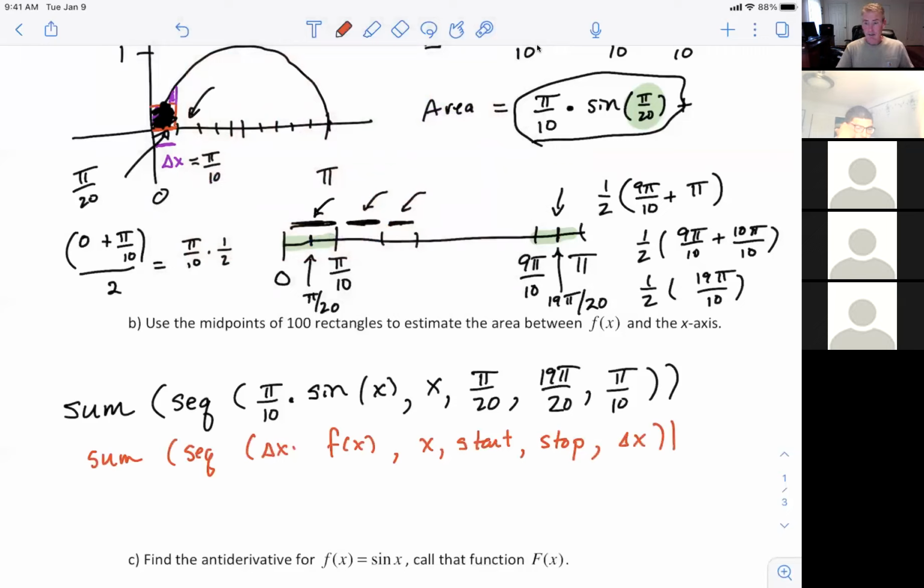So before I go to the calculator, does anybody have any questions? Am I going too fast? Okay, then to the calculator.